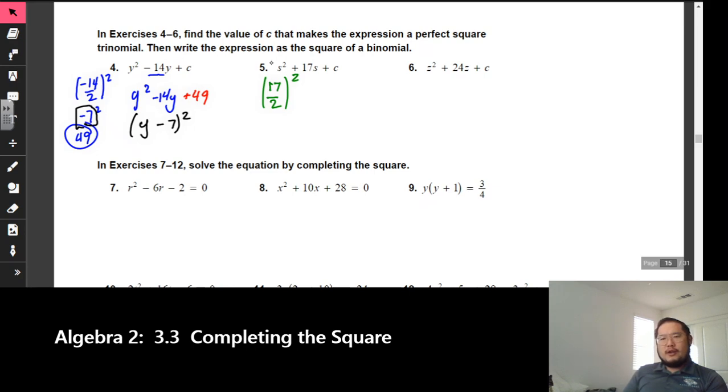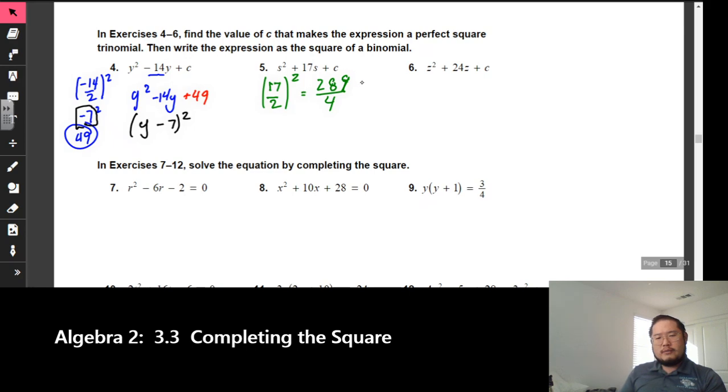Trust me, you're going to need to know how to do that or leave it that way when we complete the square. So remember, when we have a fraction to an exponent, you better take that exponent to both top and bottom. So 17 squared is 289. 2 squared is 4. All right, and there you have it.